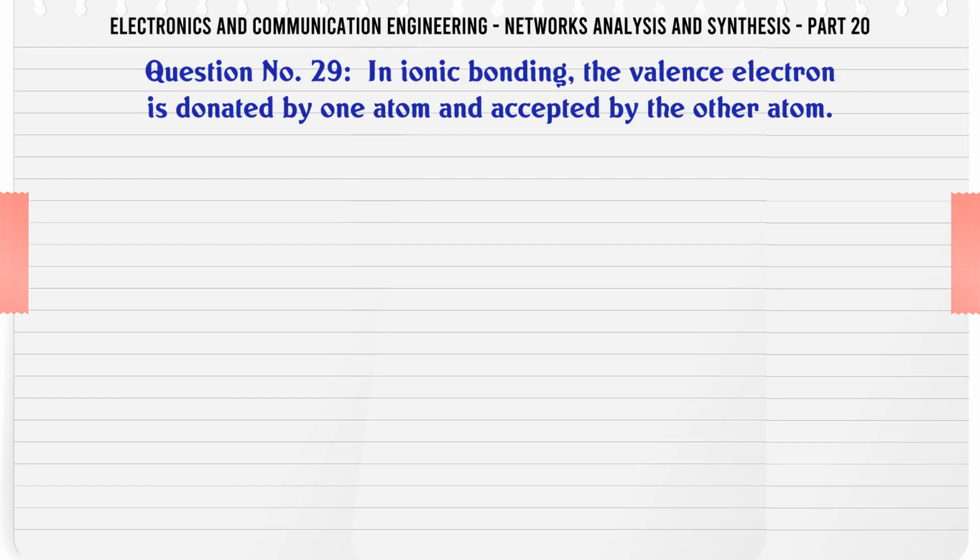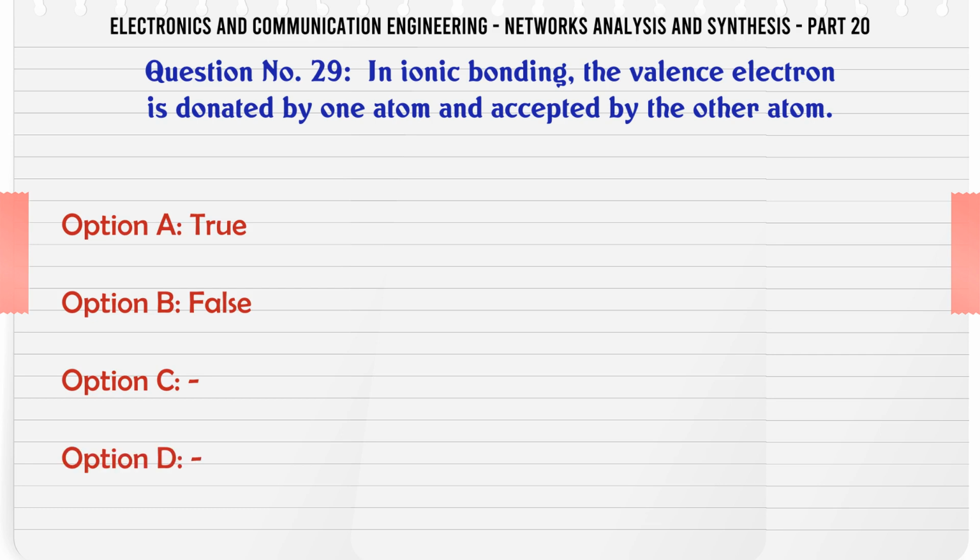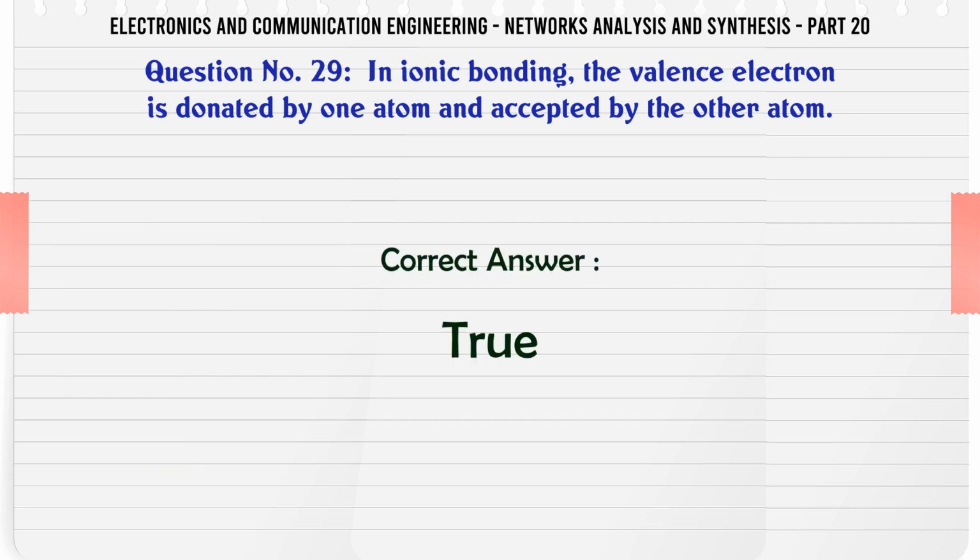In ionic bonding, the valence electron is donated by one atom and accepted by the other atom. A. True, B. False. The correct answer is true.